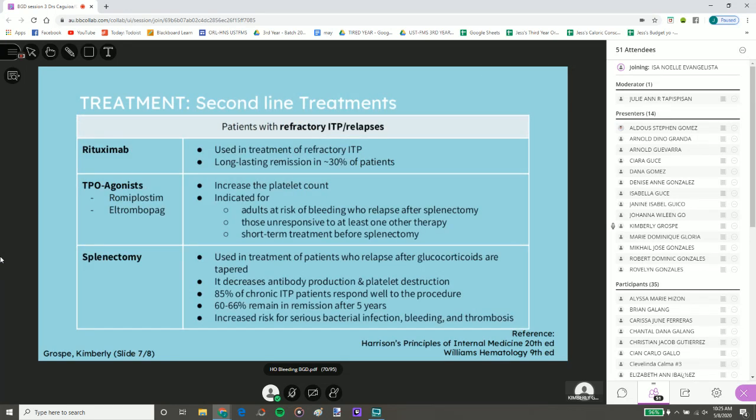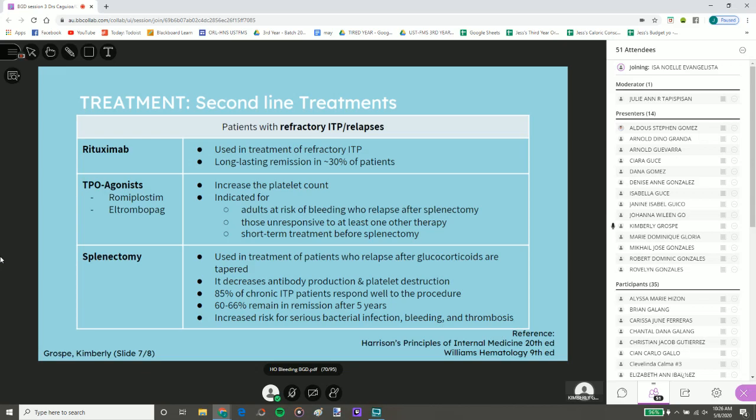Patients with refractory ITP or experiencing relapses after first-line therapies can opt for second-line therapies. Rituximab is a B-cell antibody that has shown efficacy in the treatment of refractory ITP. Long-lasting remission occurs in about 30% of these patients. It should be noted that the depletion of B cells can reactivate latent viruses, especially hepatitis B. So those starting this therapy should be screened for hepatitis B beforehand.